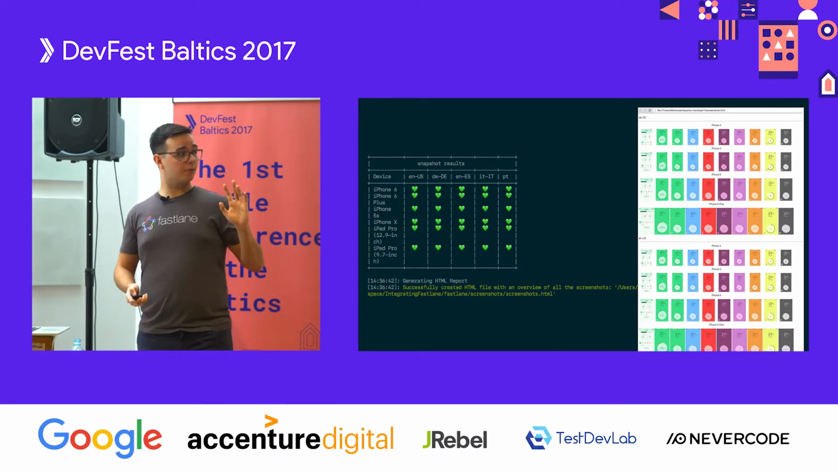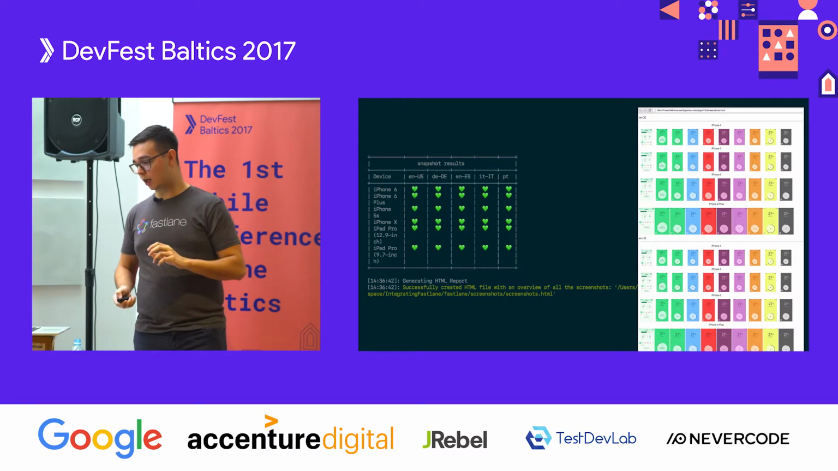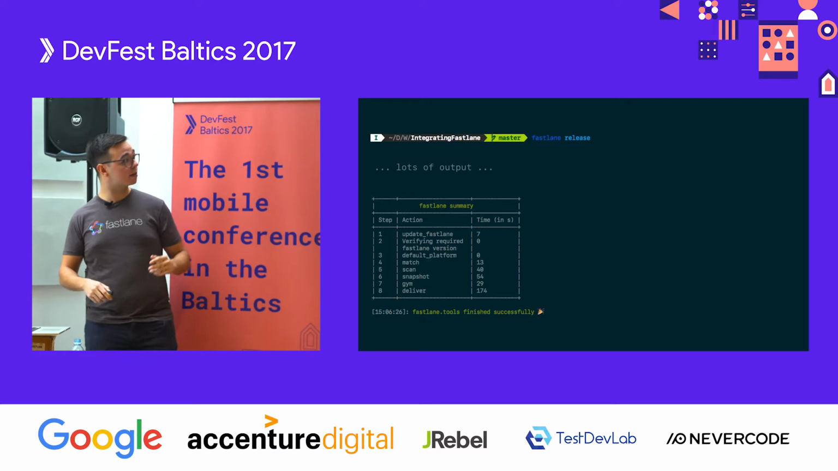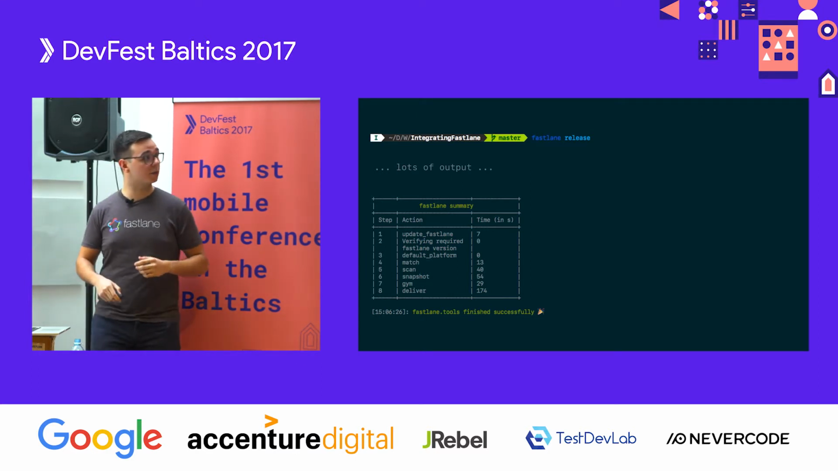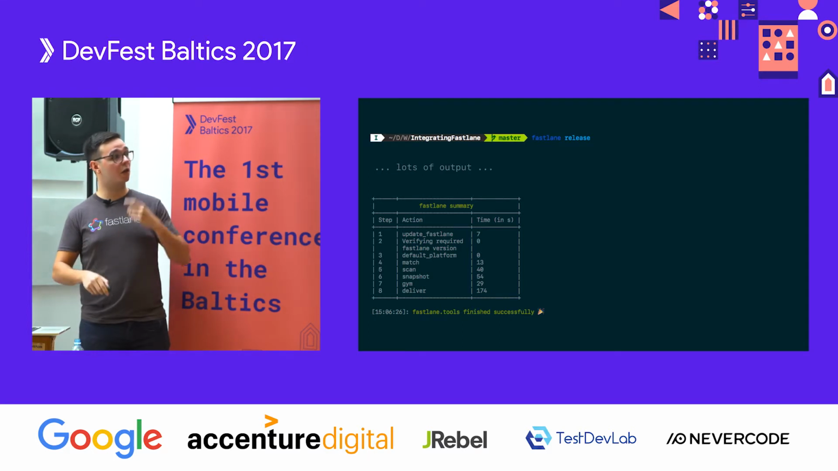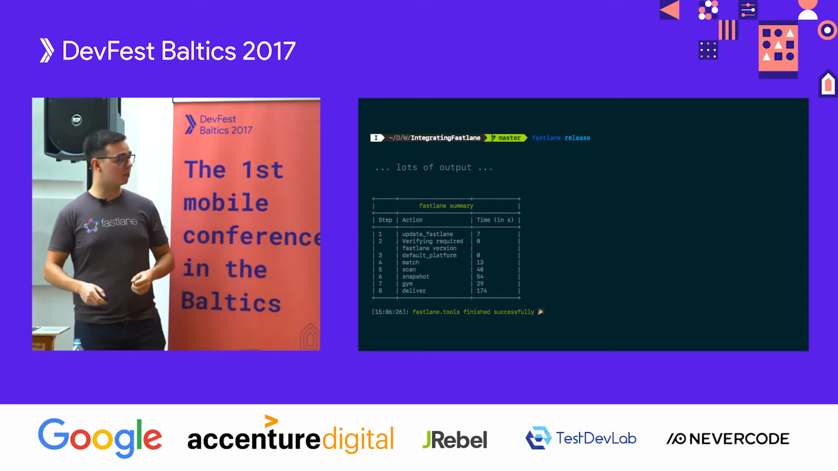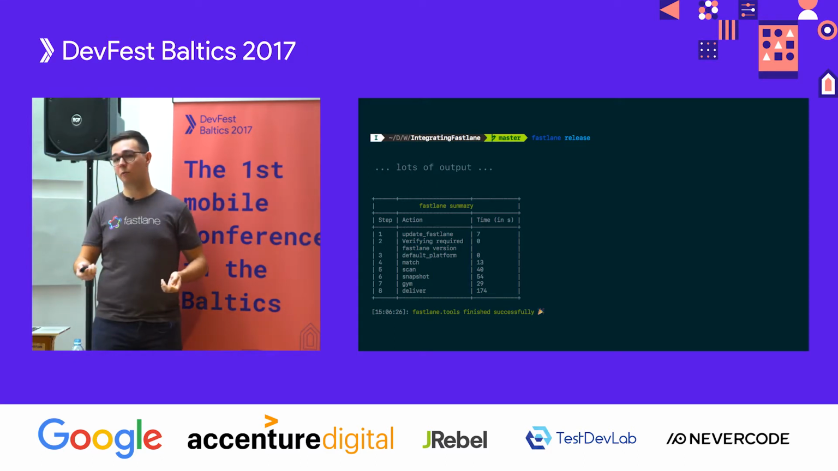So yeah, we've set up everything now. So you can run fastlane release after you've done these things. And if you could read it, you could see that it prints out a table here. There will be lots of output from all the tools that it runs. And this is all that's required, basically, to solve the problem we had in the beginning.